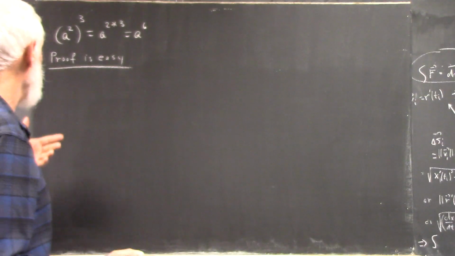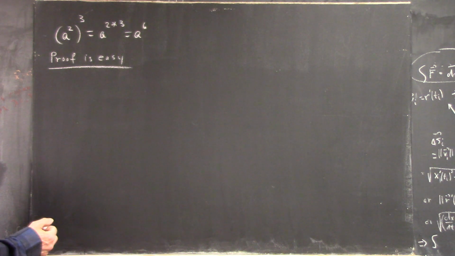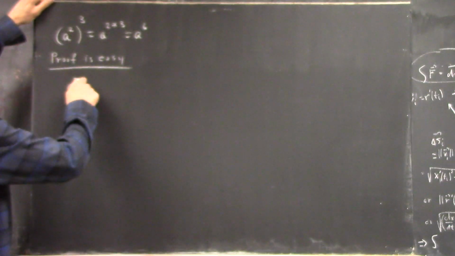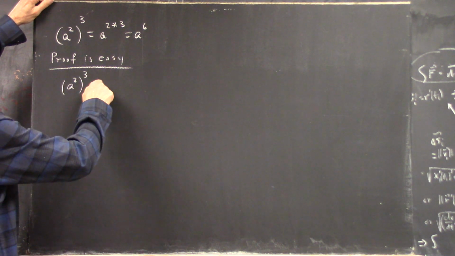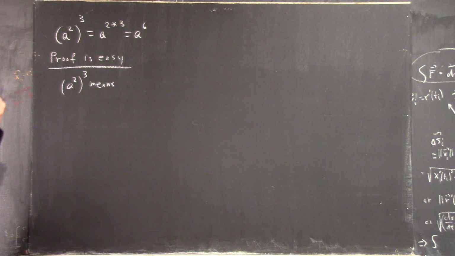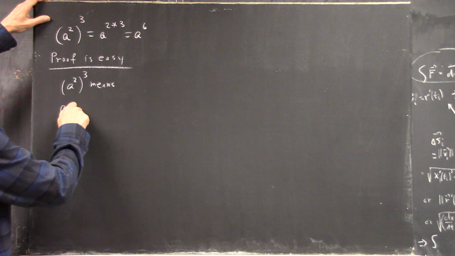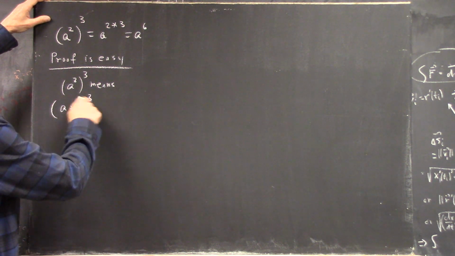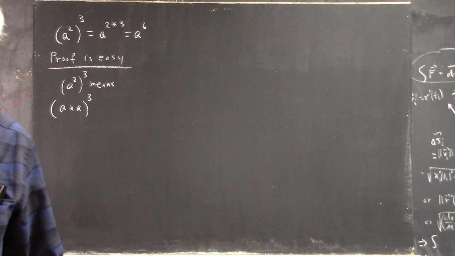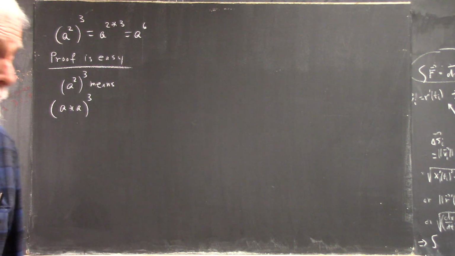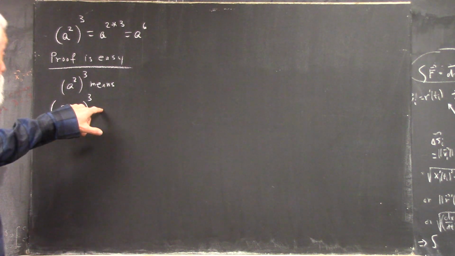So the proof of this, and it's not a big formal proof, so that word shouldn't scare you. It is a pretty scary word. Proofs are tough. Well, that means a squared cubed means what? What's a squared mean? Means a times a, right? We have to accept that, right? That's a times a cubed.